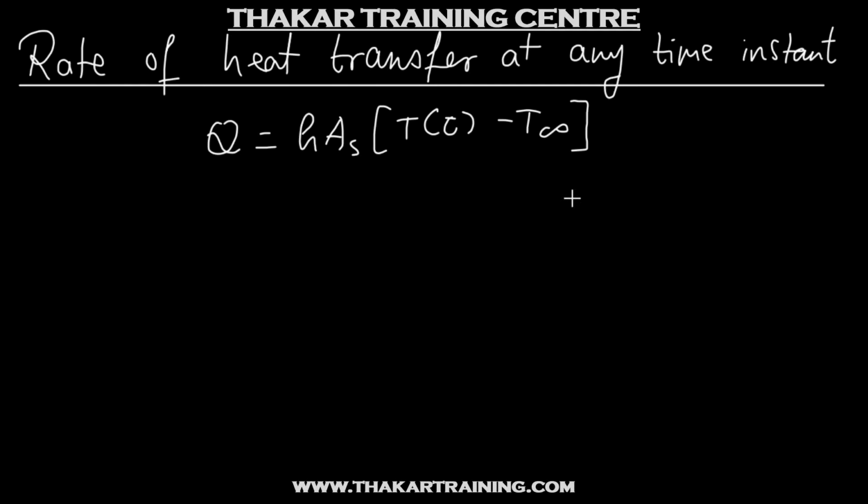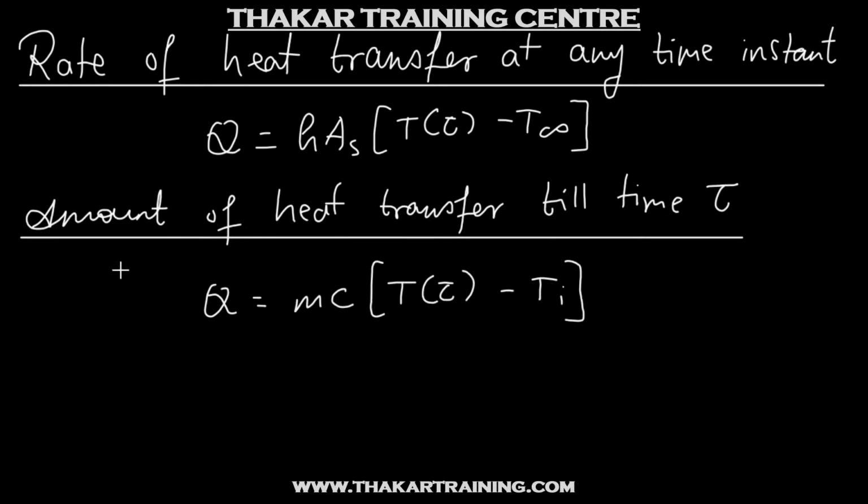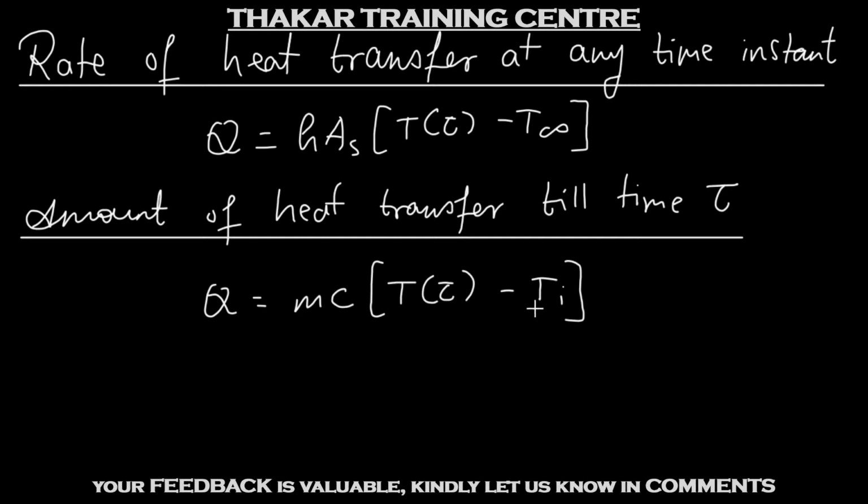Once we have the temperature variation, we can find out a few other quantities, like the rate of heat transfer at any time instant tau. It will be given by this expression. So at any given instant of time, the rate of heat transfer is the rate at which convection will take place, and this T over here will be the temperature at that time instant. Another quantity that can be obtained is the amount of heat transfer till a time tau has elapsed. That will be the amount of heat transferred from or into the body and will be given by this expression. Here again, this T of tau is the temperature at that time instant and Ti is the initial temperature of the body.